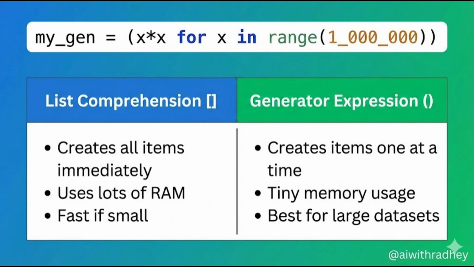Generator expressions. Generator expressions look just like list comprehensions, but they behave very differently. A list comprehension builds every item immediately, storing them all in memory. A generator expression creates items one at a time as you iterate. That means tiny memory usage and huge performance savings for large datasets. One line of code, massive efficiency.